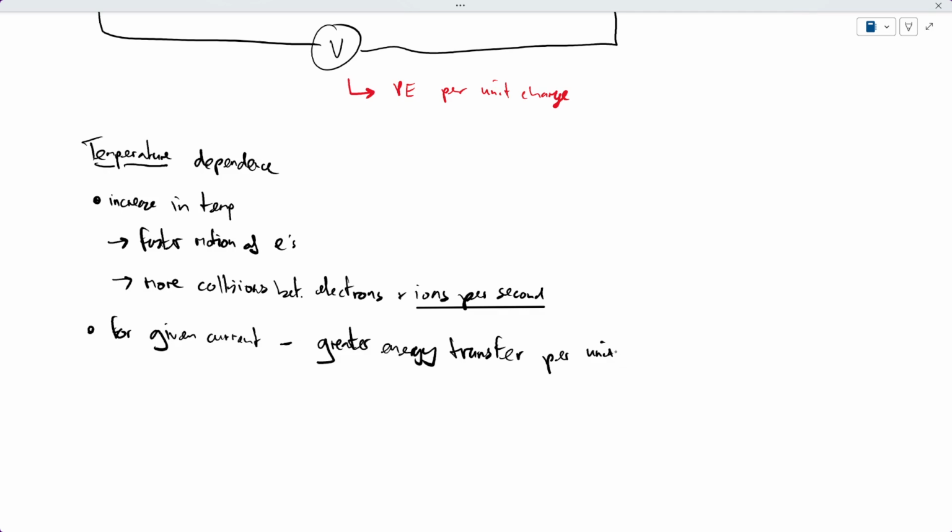My handwriting's a bit ropey, sorry about that. A greater energy transfer per unit of charge.